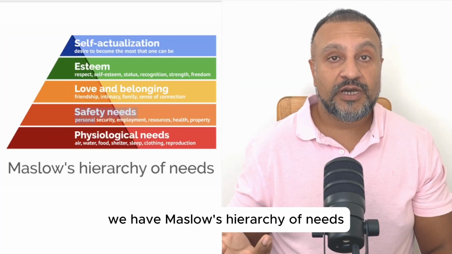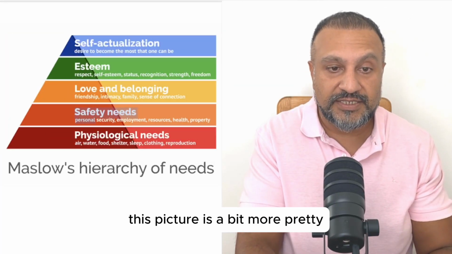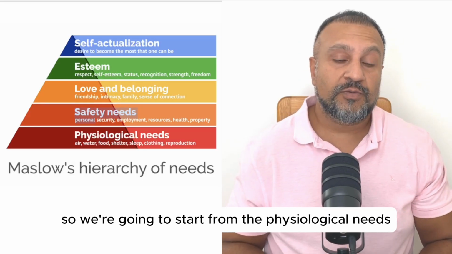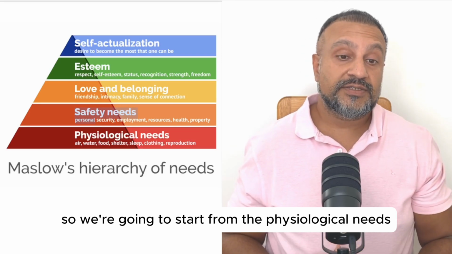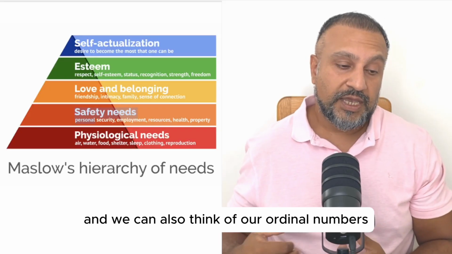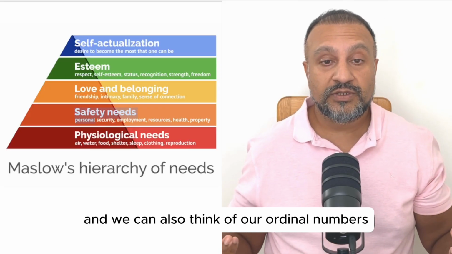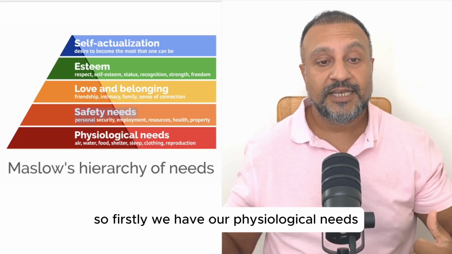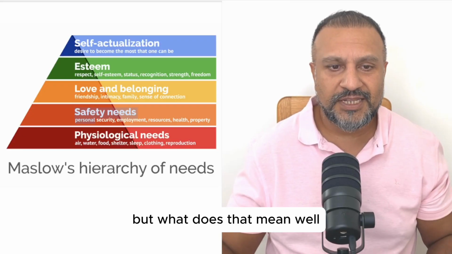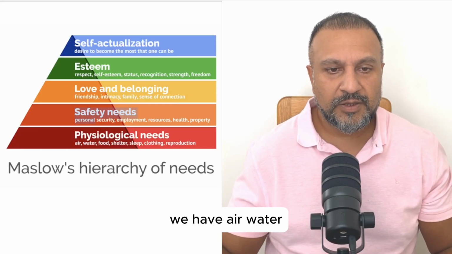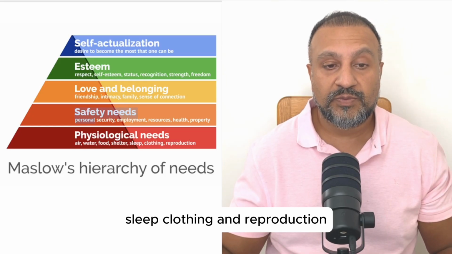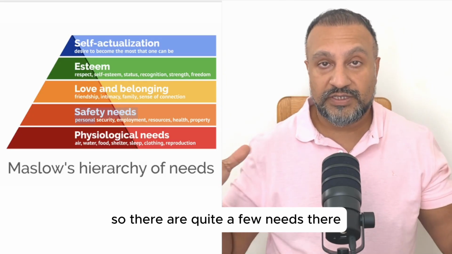We have Maslow's hierarchy of needs. This picture is a bit more pretty, a bit more colorful for you. So we're going to start from the physiological needs. Now, notice how I pronounce this word, physiological. And we can also think of our ordinal numbers. So we have firstly. So firstly, we have our physiological needs. But what does that mean? Well, we have air, water, food, shelter, sleep, clothing, and reproduction. So there are quite a few needs there.